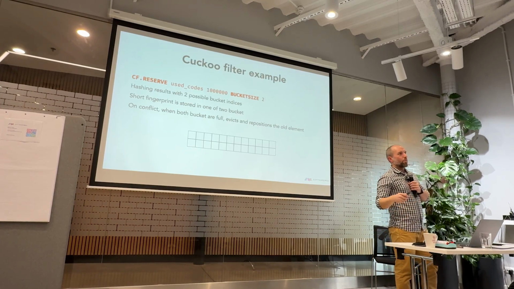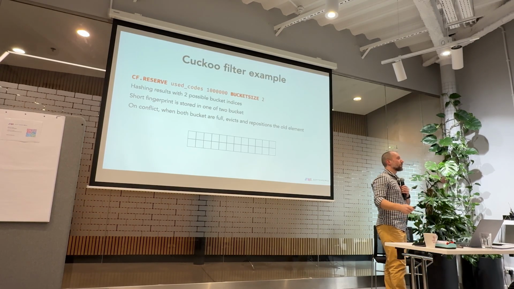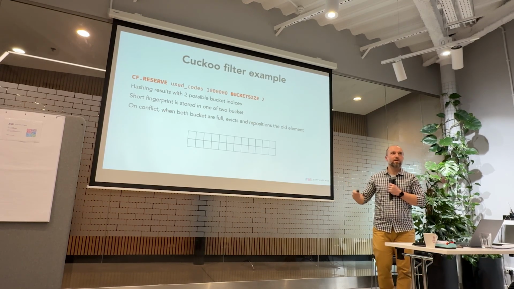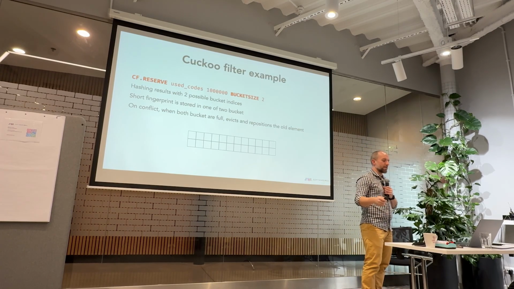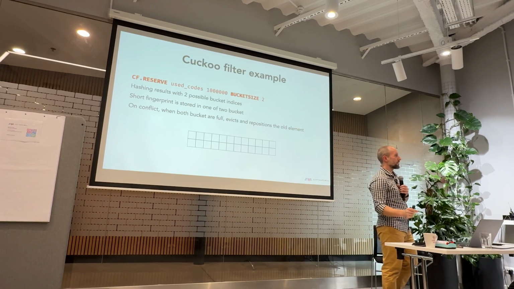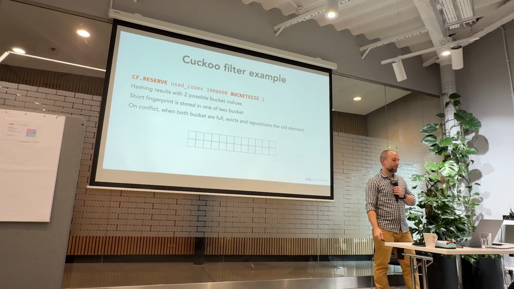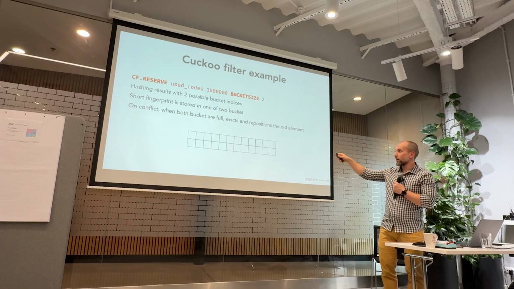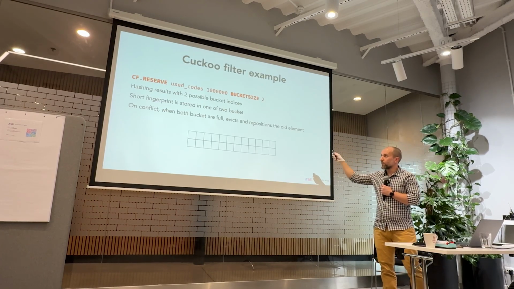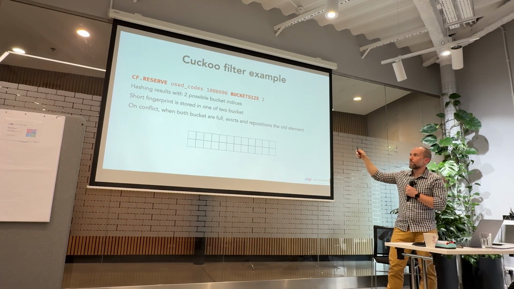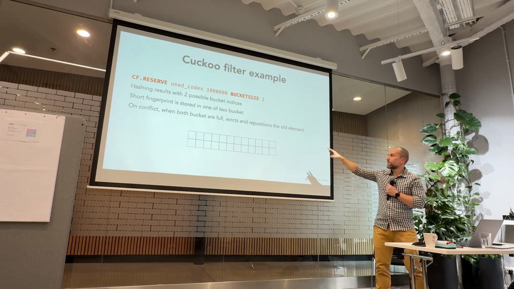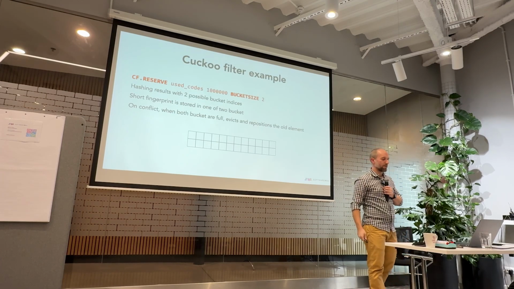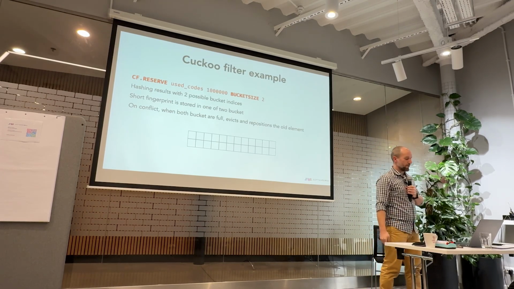Where the cuckoo filter differs from Bloom filters is that it doesn't flip the bits. It stores the fingerprints, or short representations, of the elements. It's usually some shorter representation of the element, like 1 byte or something. And as I said, on conflict, when both buckets are full, our hashing function gives us 2 possible indices. If both of them are full, we kick out the existing item just to put our own, and we look for yet another space for the old item.